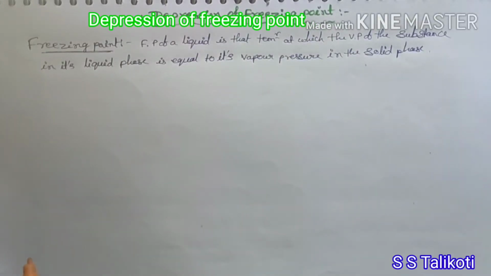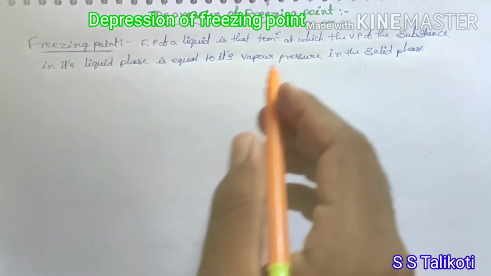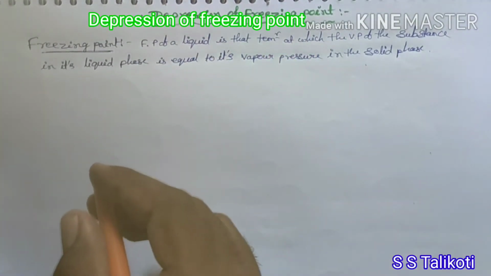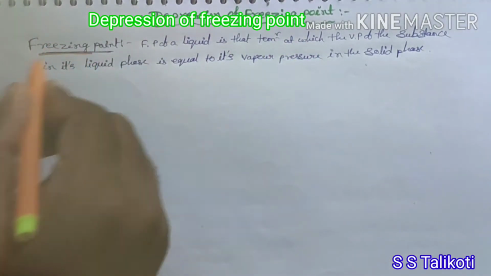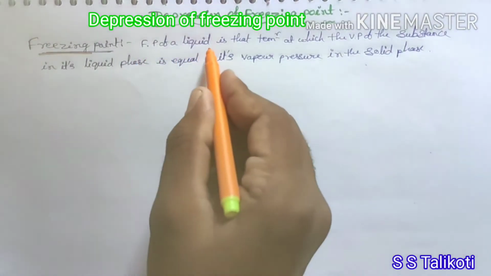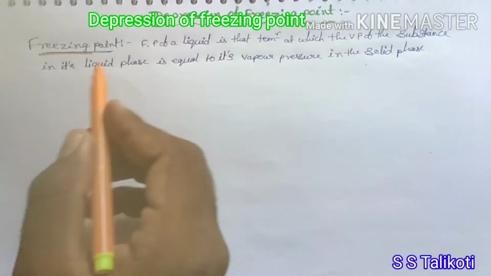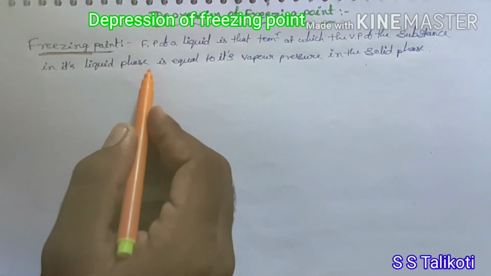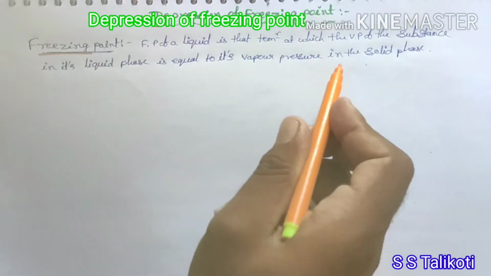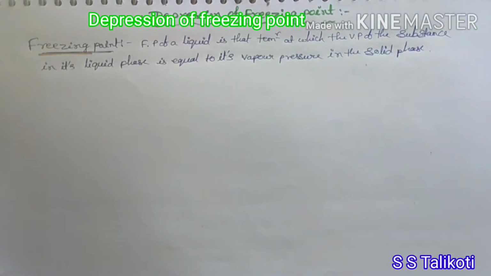Hi dear student, we are going for the next concept in the colligative properties, that is depression of freezing point. It's very simple, dear student. First, let's go for the freezing point of a compound. The freezing point of a liquid is the temperature at which the vapor pressure of a substance in its liquid phase is equal to its vapor pressure in the solid phase.